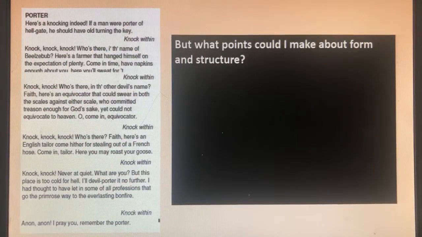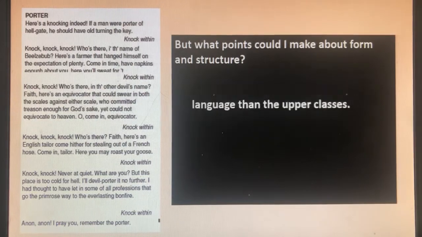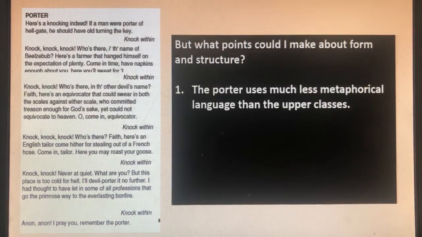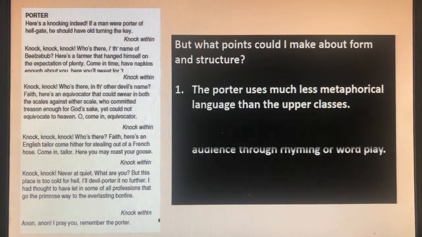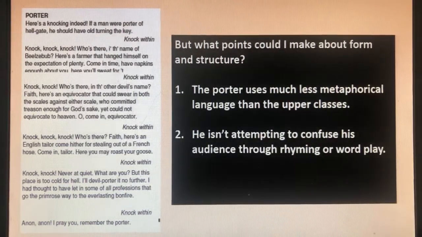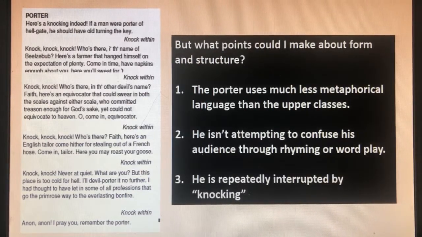Now, most of the points I made there were all about the language choice. So what could I say about form and structure from this extract? Well, you need to be aware then, just as many marks go to form and structure as they do the language. So perhaps I could comment on the much less metaphorical language that the porter uses compared with the upper classes. He more or less says it how it is. He isn't attempting to confuse his audience through rhyming or wordplay, so it's his lack of rhyming that I'd want to focus on. And he's repeatedly interrupted by this knocking sound.